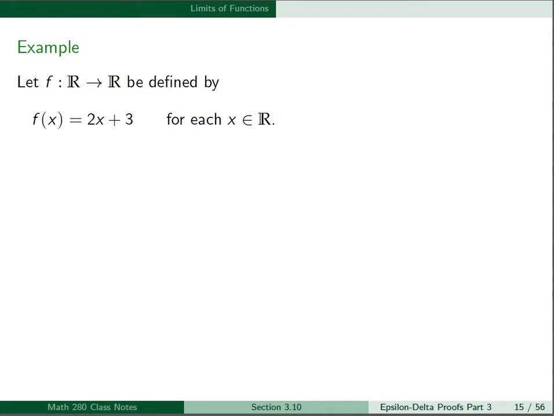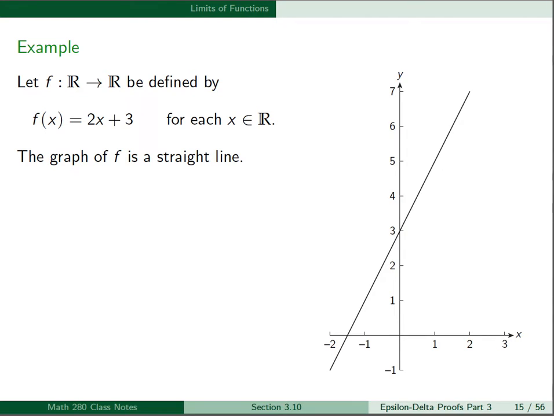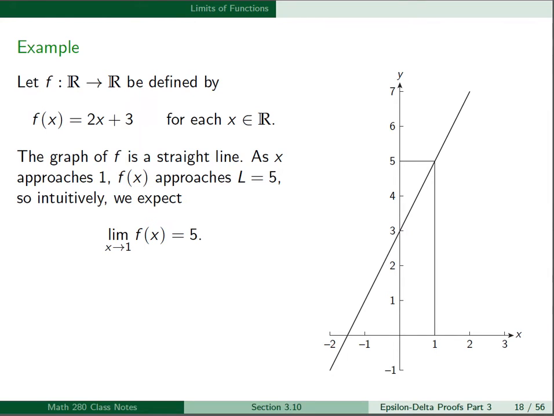For an example, let's let f from R to R be defined by f of x equals 2x plus 3 for each x in R. The graph of f is a straight line. As x approaches 1, we can see that f of x approaches L equal 5. So intuitively, we expect the limit as x approaches 1 of f of x to be equal to 5.